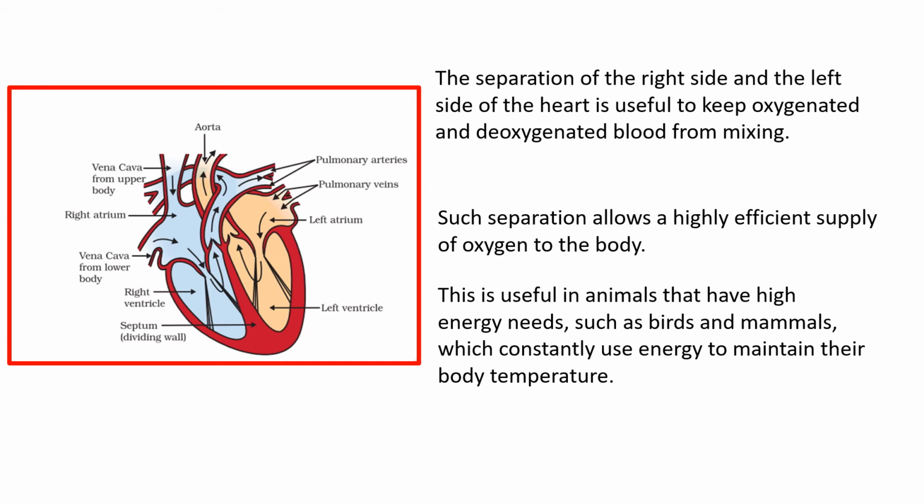Now, the third question. As you see on the screen, this is useful in animals that have high energy needs, such as birds and mammals, which constantly use energy to maintain their body temperature. So the mixing of oxygenated and deoxygenated blood should not take place in these mammals and birds. Why? Because as their energy need is high, they have to maintain their body temperature. If the mixing takes place, their circulatory system gets affected. Its efficiency comes down.